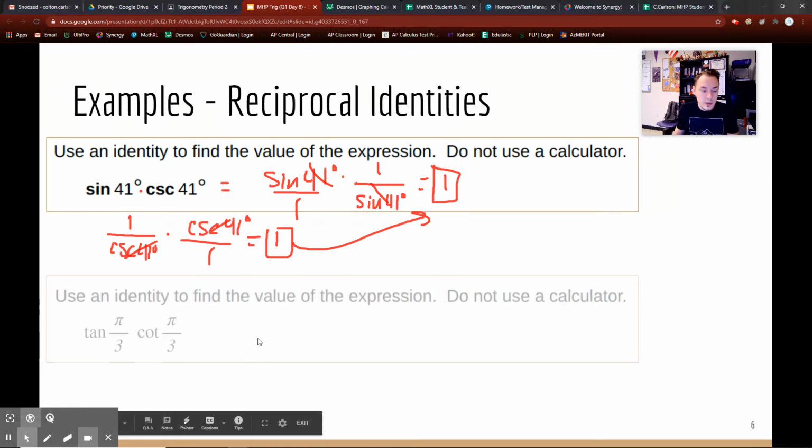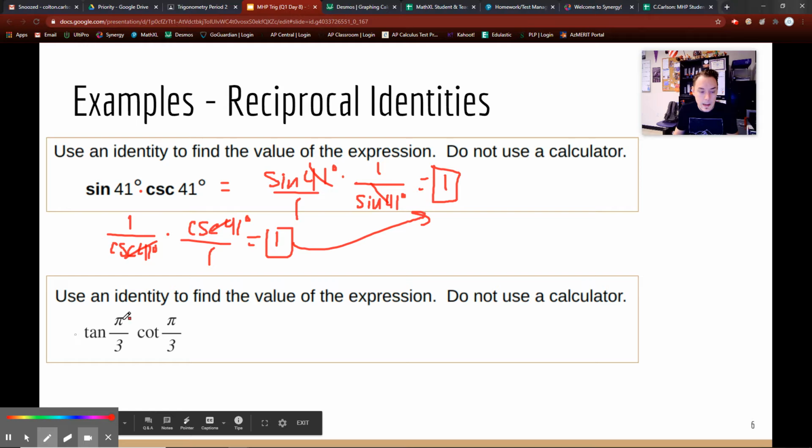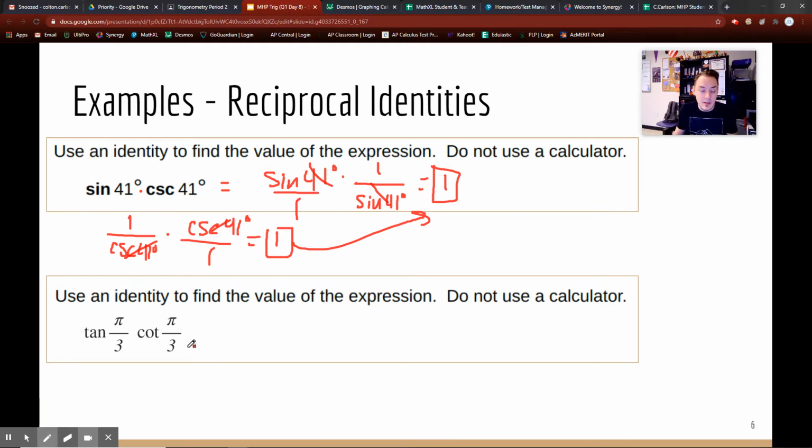Let's go to this example. Tangent, we can do radians instead of degrees: tangent pi over 3 times cotangent pi over 3. So I can do tangent of pi over 3 times 1 all over tangent of pi over 3. Of course, the tangent of pi over 3's go poof because that's over 1, and so I'm just equal to 1.